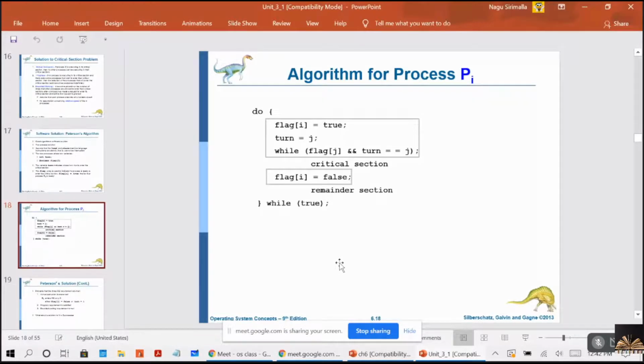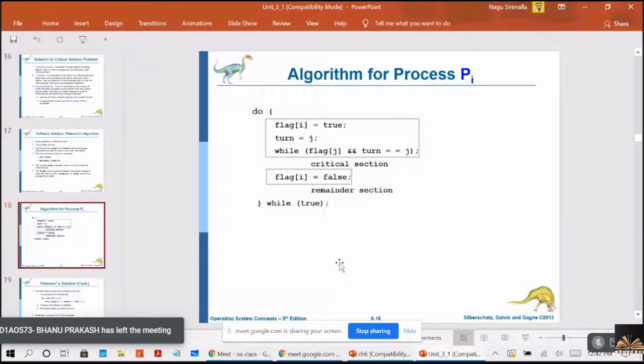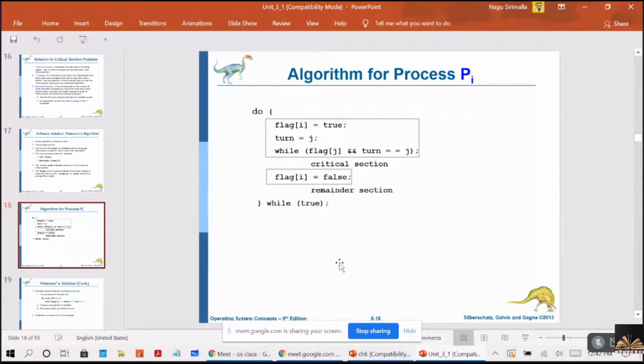Here the blocks are placed because first is entry, then exit, right? Before entering it will make those settings, then when exiting it will make flag of i is equal to false. That means it is out of the critical section now. Now the critical section is free so that Pj can enter into the critical section now. Now Pi is executing the remainder section, right? Now the variable turn indicates whose turn it is to enter the critical section. You all know this. And at any point of time, the turn value will be either 0 or 1, but not both.